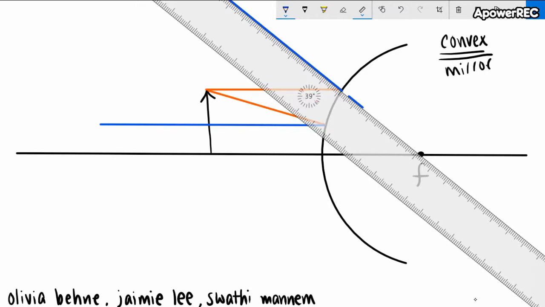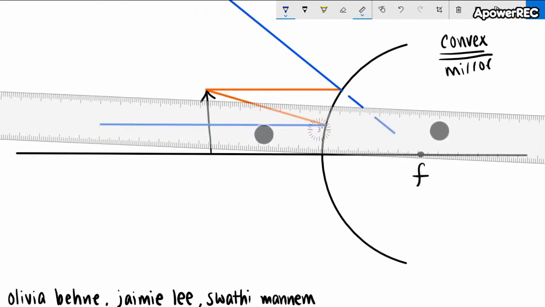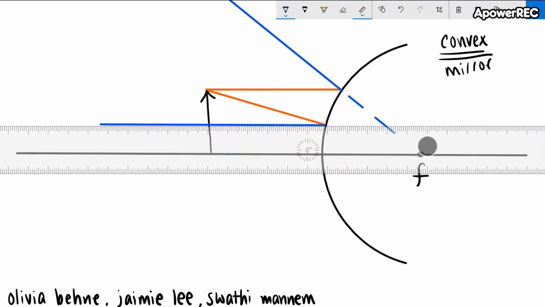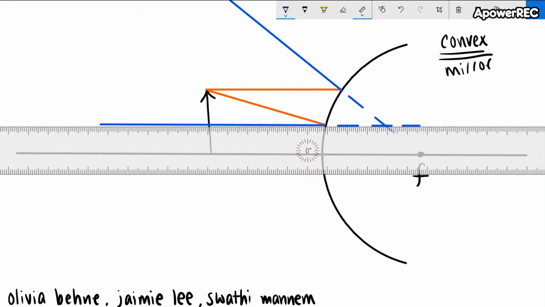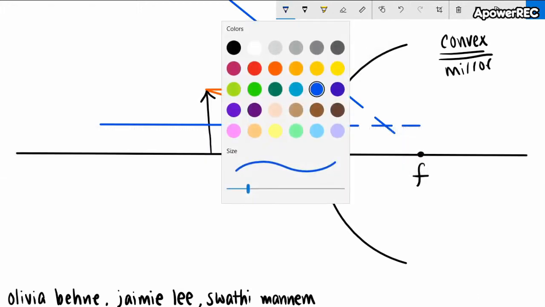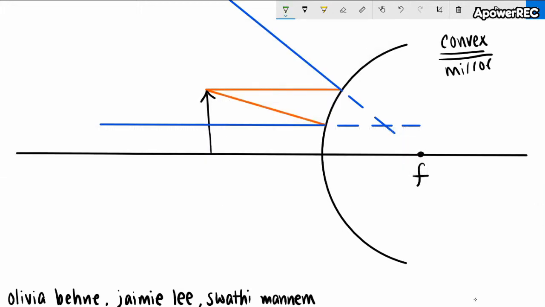With the convex mirror, you see that the two resulting rays depicted in blue diverge. Therefore, you need to extend them back in order to find out where the image is. To do this, you just extend the blue lines to the right, and where they intersect is the point on the image that corresponds with the point that you chose of the object. Then you can use that point to draw in the rest of the image. With the convex mirror, you see that it creates a virtual image that is smaller than the object.